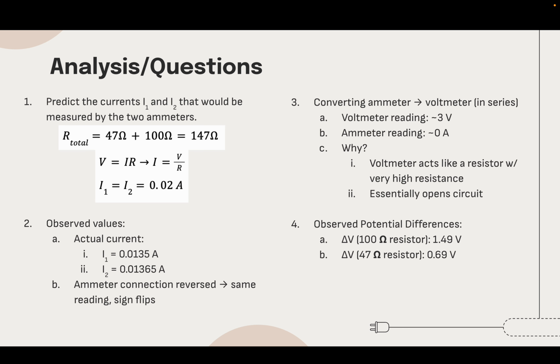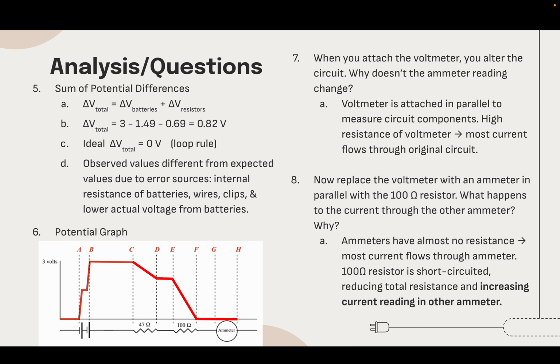Our observed potential differences were 1.49 volts and 0.69 volts. Some of our potential differences gave us a measured total potential difference of 0.82 volts. Ideally, this would be 0 due to the loop rule, and these values differ due to error sources such as the internal resistance and lower actual voltage from the batteries.